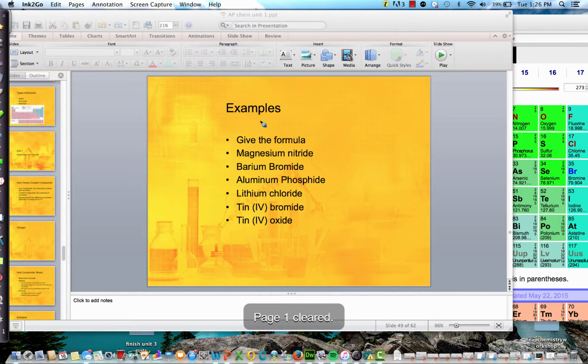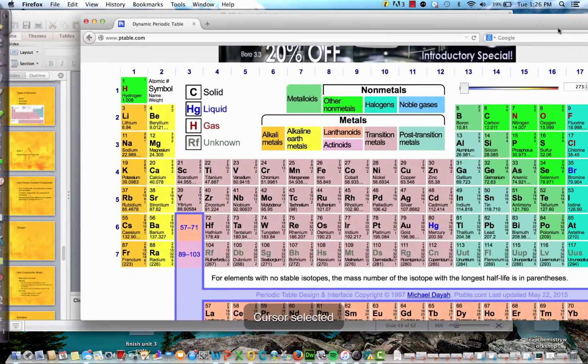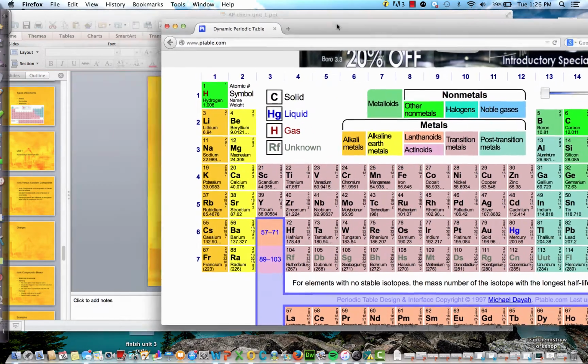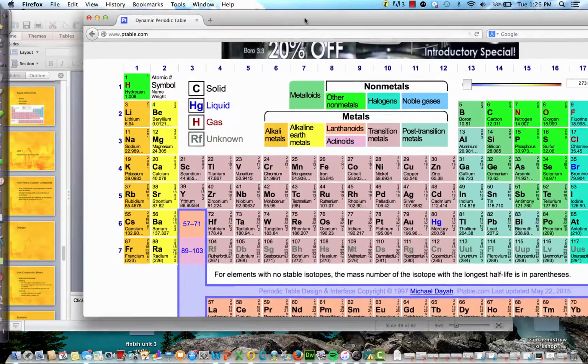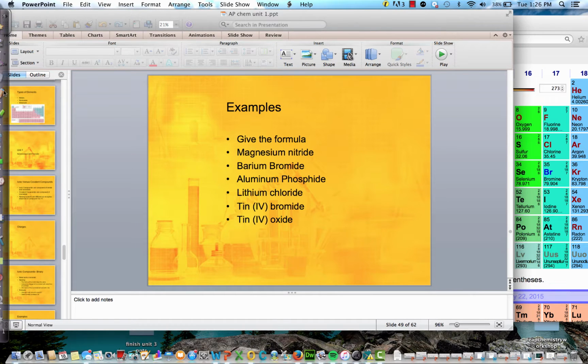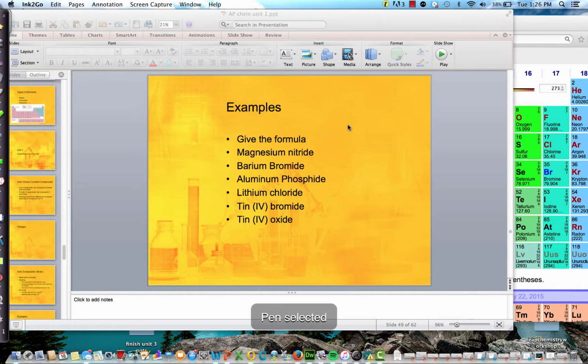All right, so let's look at the next one, aluminum phosphide. Okay, so aluminum is in group 3A, so it has a charge of +3. And phosphide has a charge of -3. So aluminum has a charge of +3, phosphide, -3.